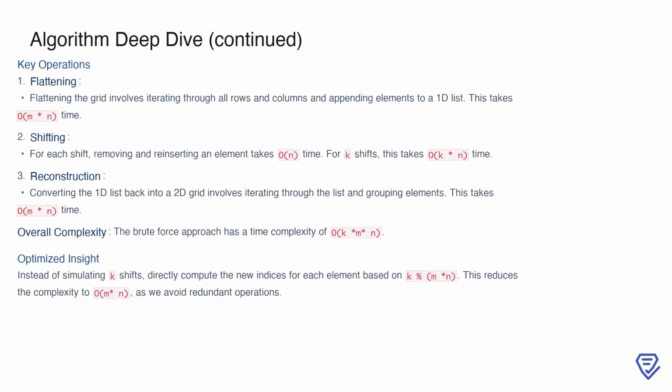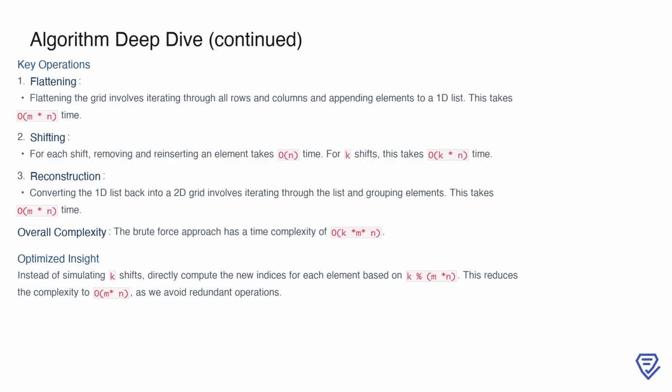The key operations in this approach are flattening, shifting, and reconstruction. Flattening involves iterating through all the rows and columns of the grid and appending elements to a 1D list. This operation takes O(m*n) time, where m and n are the grid dimensions.